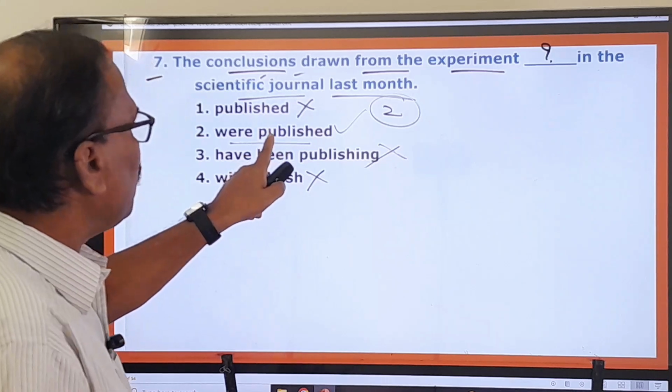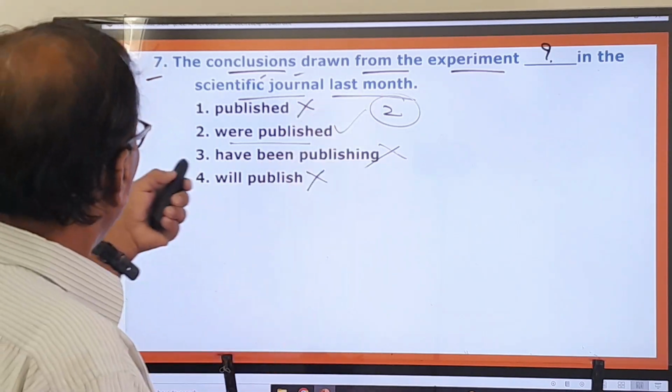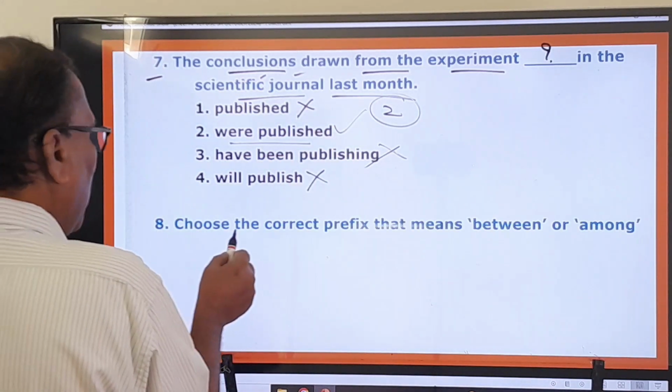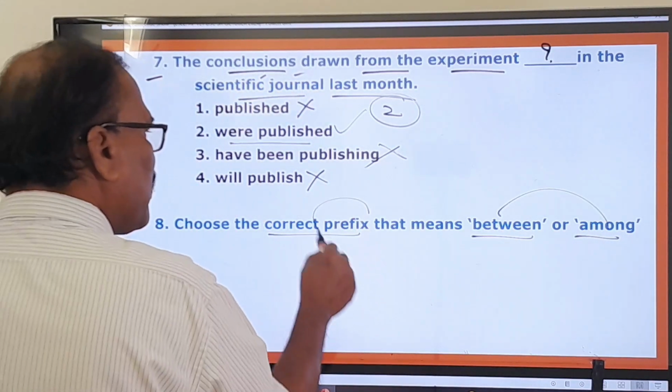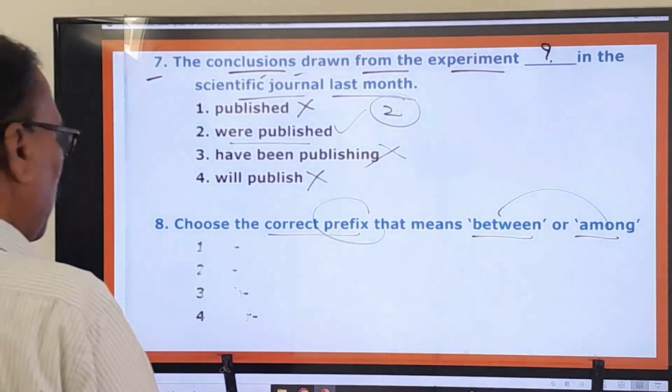So here the simple past passive voice should be used. Now you move on to the next question. Eighth one. Choose the correct prefix that means between or among. Okay, what is that prefix that conveys this meaning? Let us look at the options given.